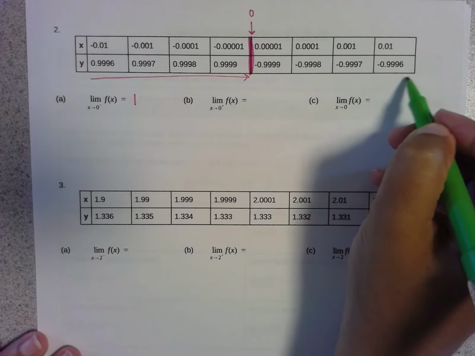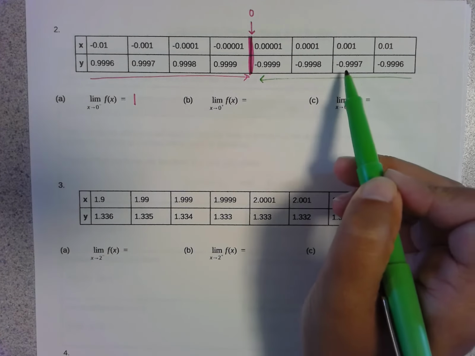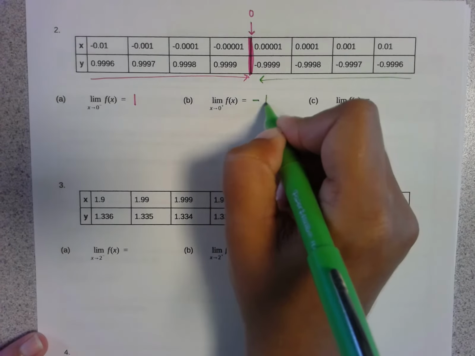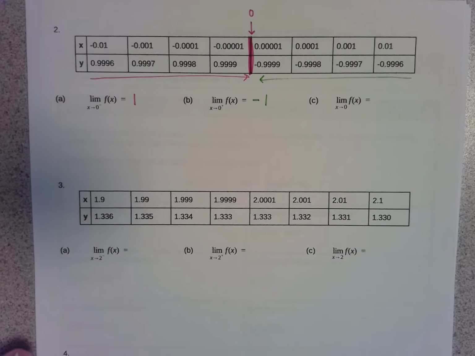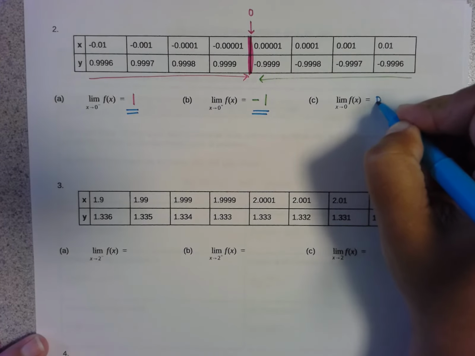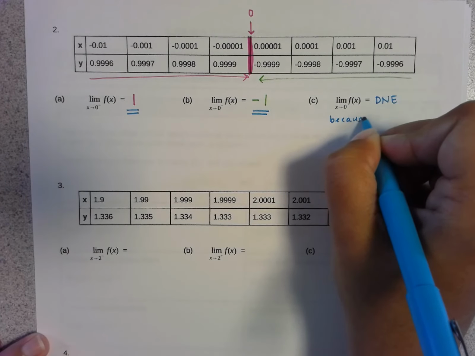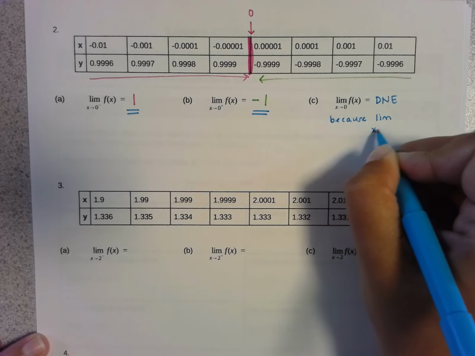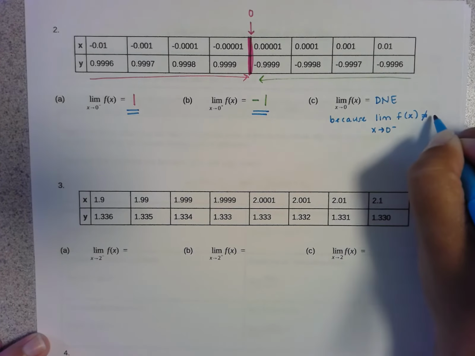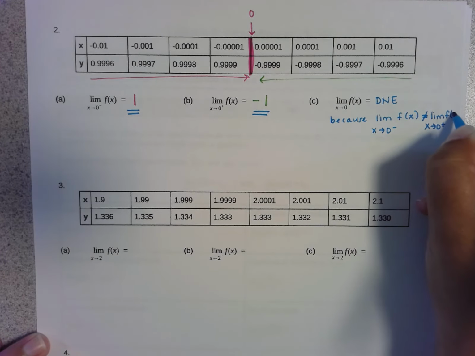On the right side of the table, if we slide closer to 0, we've got negative 0.9996, negative 0.9997, negative 0.9998, negative 0.9999, so we're getting closer to negative 1. Now, if we want the two-sided limit, you're going to notice that this time these two limits do not agree, which means we would say that the two-sided limit does not exist, because the limit as x approaches 0 from the left does not equal the limit as x approaches 0 from the right of f of x.